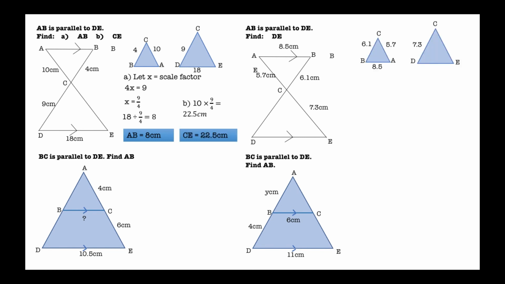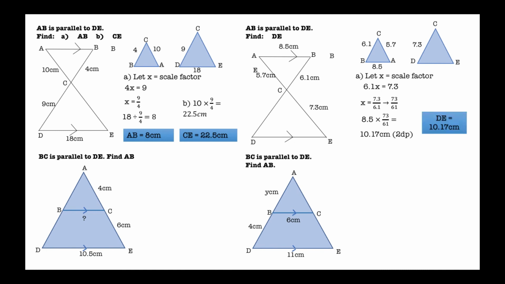For the next one, we have these two triangles here. Let x equal the scale factor, so 6.1x equals 7.3, because we know that this side matches this side. So x must be 7.3 over 6.1, which I've multiplied by 10 to give us a better fraction. If that's our scale factor, we can then do 8.5 times 73 over 61 to give us this side, giving us 10.17 centimetres to 2 decimal places.